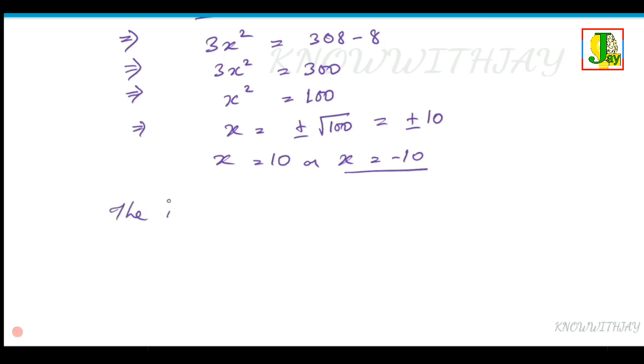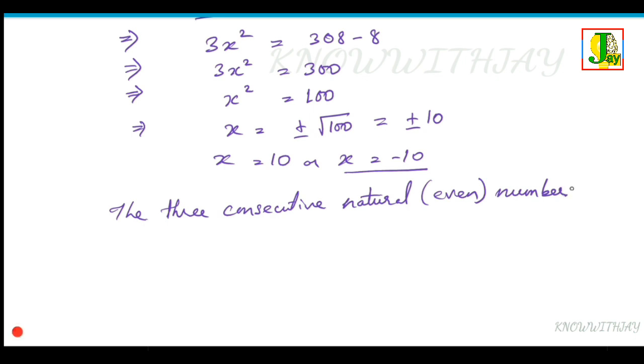So the three consecutive natural even numbers, right? Even numbers are, one is x minus 2, that's 8, then x we have 10, and x plus 2 we have 12. Okay, so these are the three consecutive natural numbers.